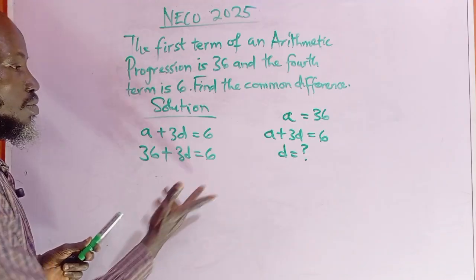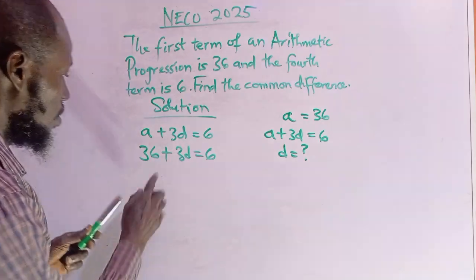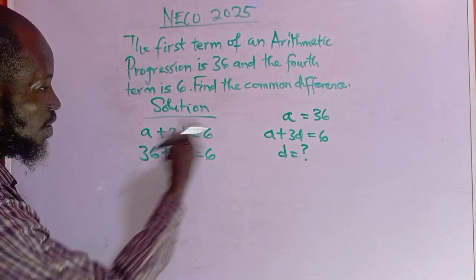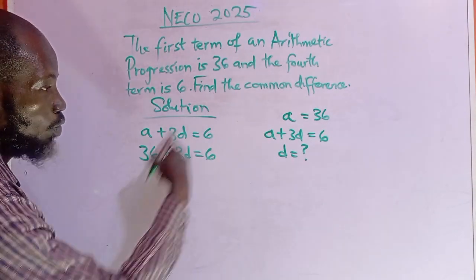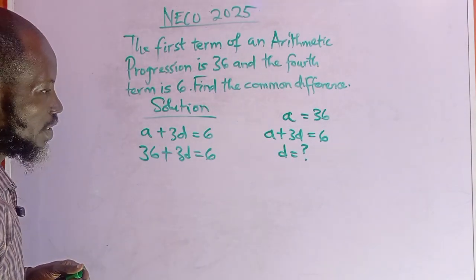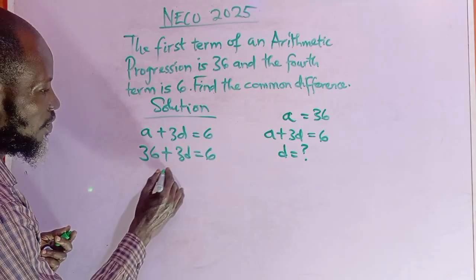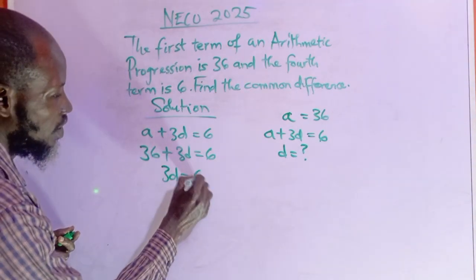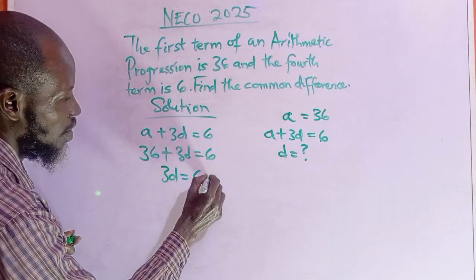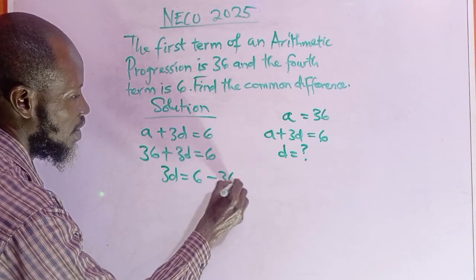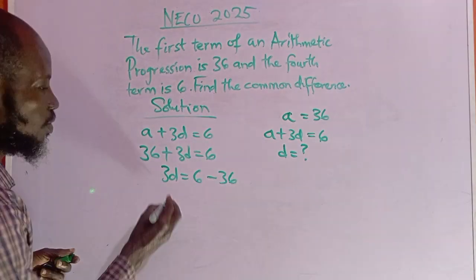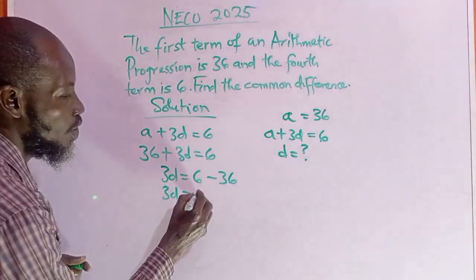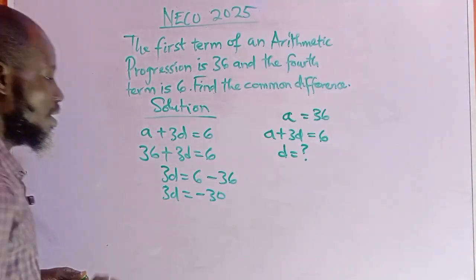Now, from here, you can rearrange and collect like terms. So 36 will be transposed to the right-hand side. Now we have 3D equals 6, and when 36 crosses, it's going to be minus 36. So we have 3D equals 6 minus 36, which will give us minus 30.